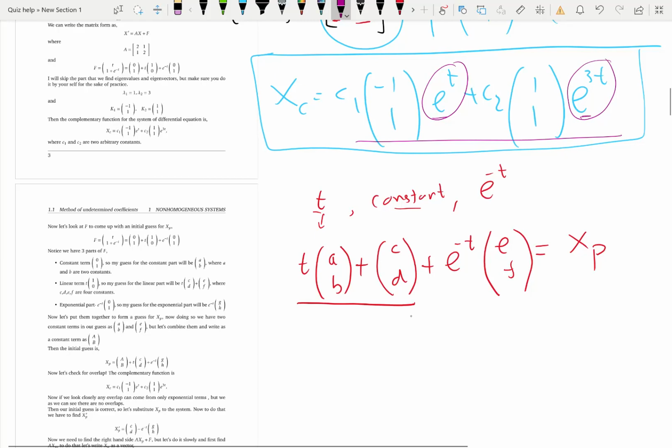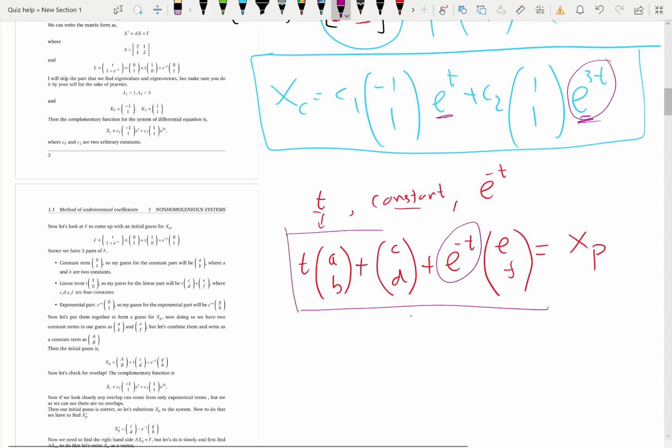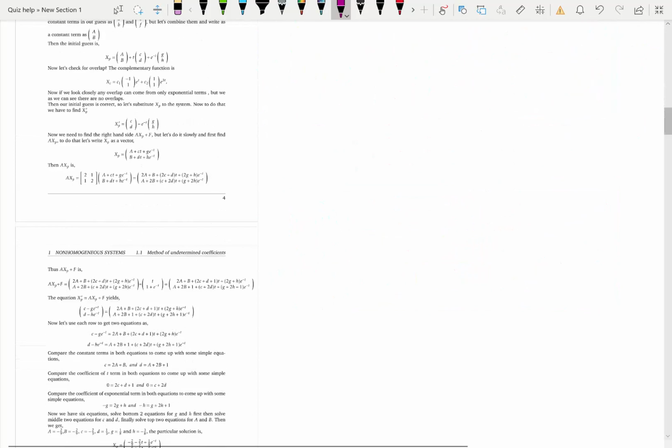So does e to the t times negative 1, 1 have a connection with these 2 parts? No, right? They do not have an overlap because this vector is multiplied by this exponential function e to the t. The only exponential part we have in our guess is e to the negative t, but that is different from what we have here. So there's no overlap at all here. That is how we decide the overlap. So this is our correct guess for the particular solution. In this video we're just learning how to guess.